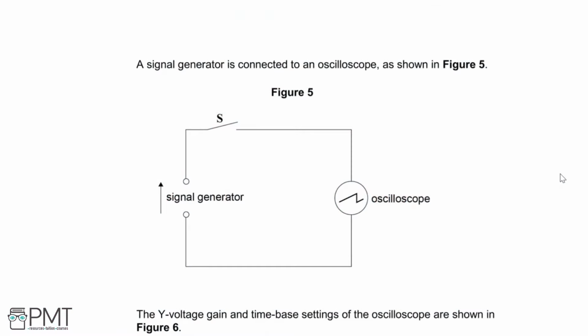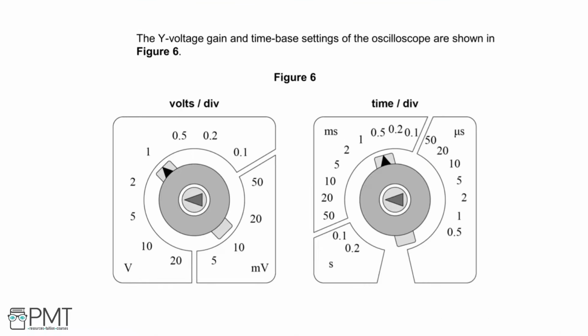A signal generator is connected to an oscilloscope as shown in figure 5. We've got figure 5 here, which shows a series circuit with a switch, a signal generator, and then the symbol for an oscilloscope. The Y voltage gain and the time-base settings of the oscilloscope are shown in figure 6. We've got the volts per division, which on our oscilloscope graph are going to represent the y-axis, and then we've got the time division, which is going to be on the x-axis. So you can see the volts per division is set to 1 volt.